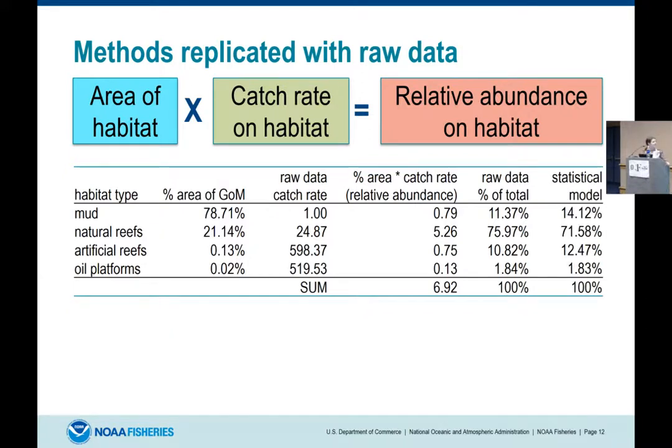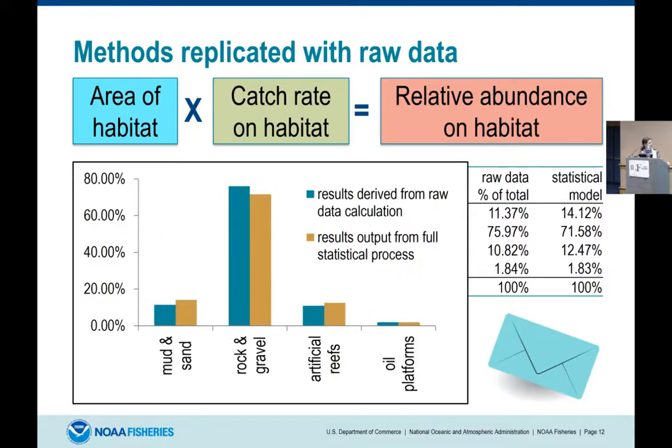Just so you can compare those, I'll plot them for you. So the blue is the results from the raw calculation, and then the yellow is the results from the full statistical process. So you can see it's just doing a slight adjustment to account for those survey artifacts. So the back of the envelope calculation gives you the same answer, essentially.